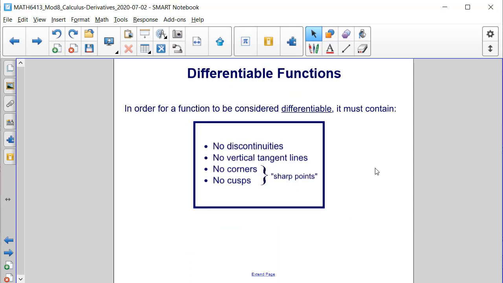In order for a function to be considered differentiable, it must contain all of the following: no discontinuities, meaning no jumps in the graph. It must contain no vertical tangents or asymptotes, no corners and no cusps, and both corners and cusps are a type of sharp point that some functions may have.